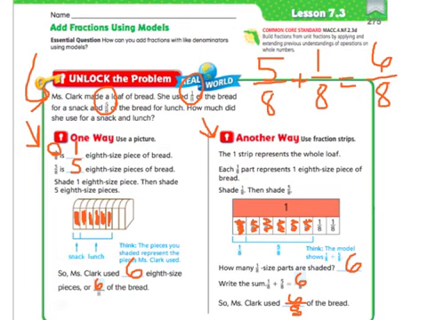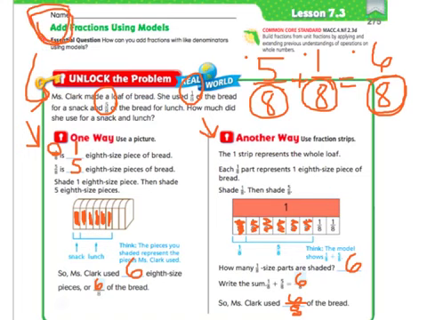Pretty easy. As long as they have the same denominator, then all you have to do is keep the denominator the same and just add the top. So 5 plus 1 is 6. That's it. That's the whole entire lesson, 7.3. And it would be the same way for subtraction. This lesson of course is just adding, but if you're going to do subtraction, if the denominator is the same, then you just look at the numerators, and instead of adding, you would subtract.